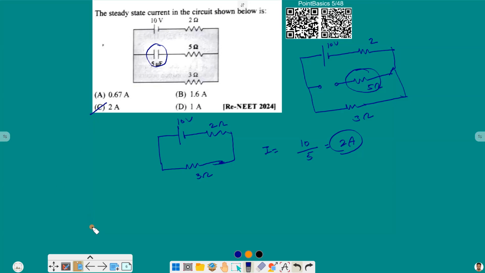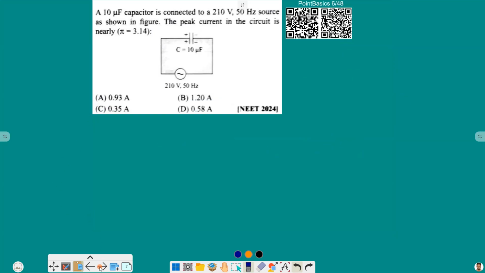Let's move to the next one. A 10 microfarad capacitor is connected to a 210 volt 50 hertz source as shown in the figure. The peak current in the circuit is nearly. So we have to find out the value of the peak current.